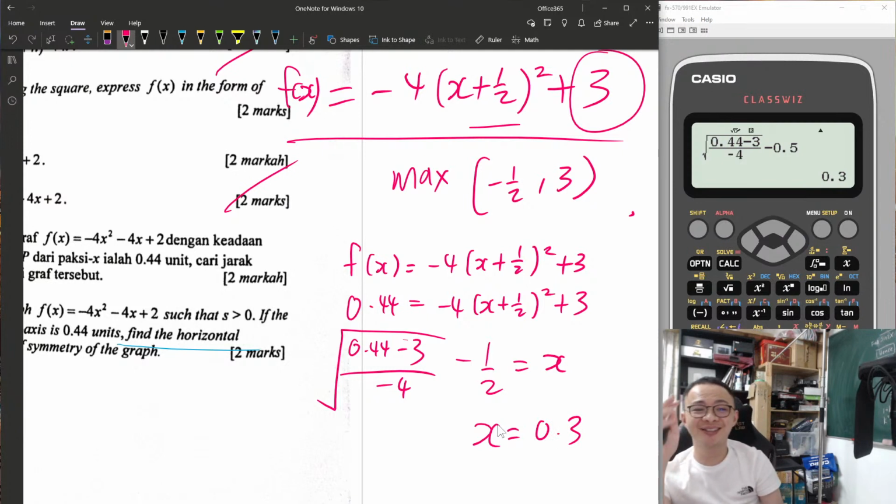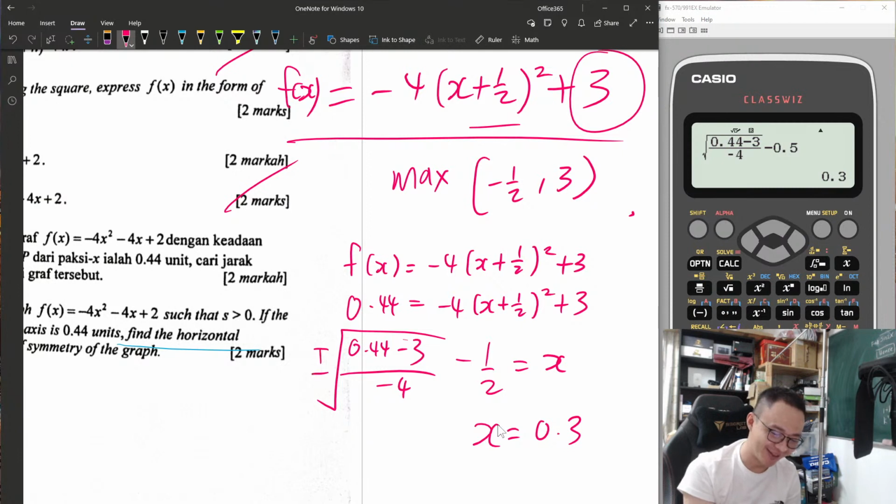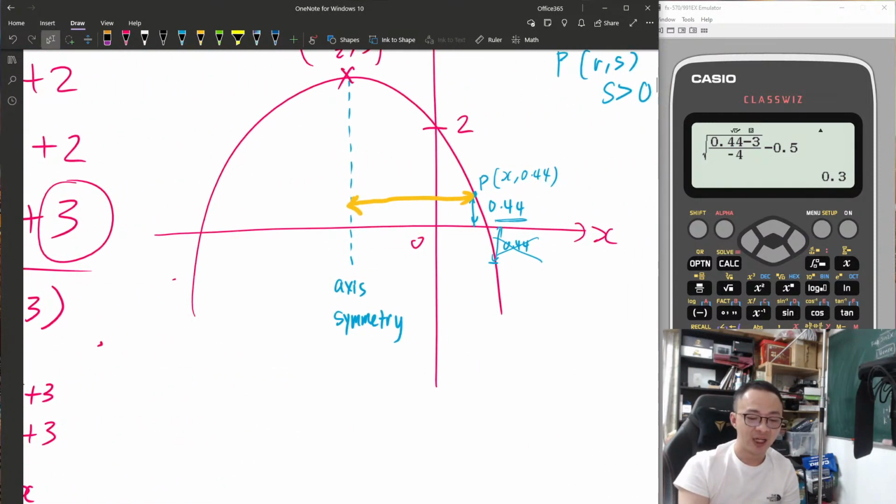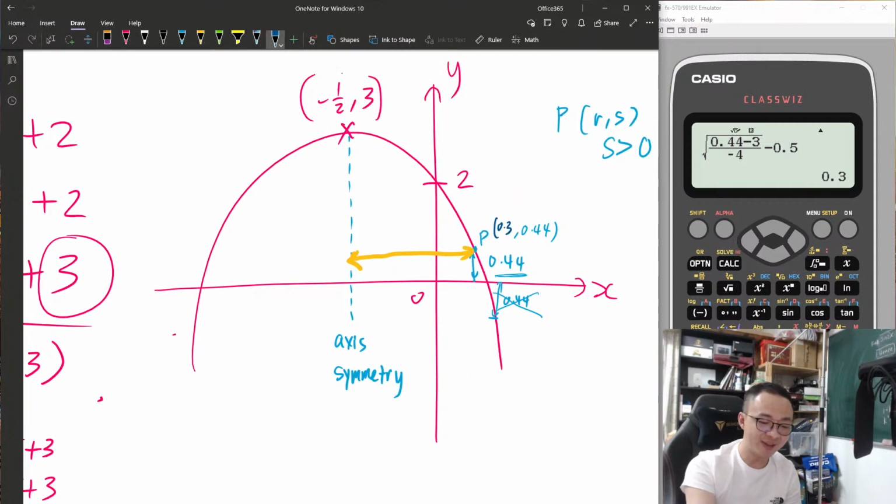Okay, here some of you might be wondering, sir, how come your square root doesn't have a plus minus? Why doesn't it have the plus minus here? Because from that diagram, I will assume my P is in the positive zone. So this is the reason why I don't do the plus minus thing. I only do the plus thing. So therefore, I know my x coordinate now. So my x is 0.3. And this one is negative 0.5.